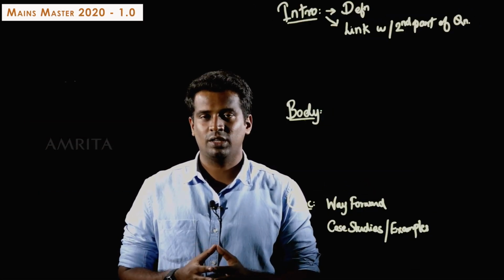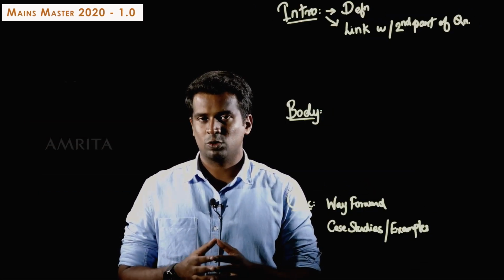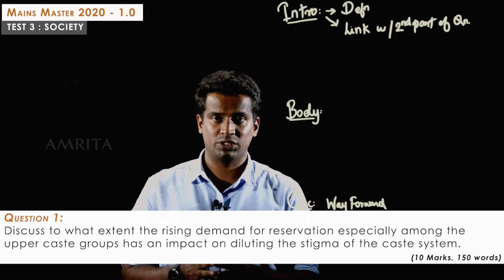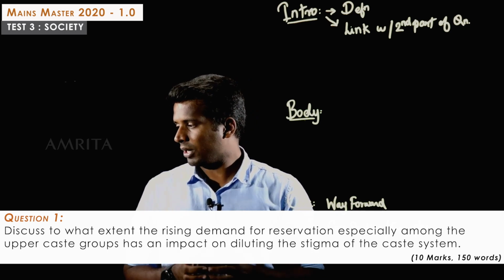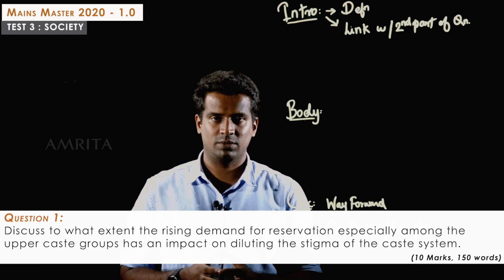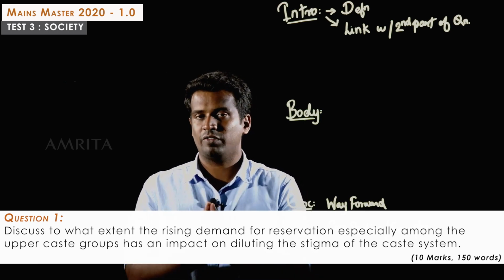In this video, as part of our Mains Master Program 2020, we'll be discussing the question of society. The question is: discuss to what extent the rising demand for reservation, especially among the upper caste groups, has an impact on diluting the stigma of the caste system. This is a 10-mark question, for 150 words.